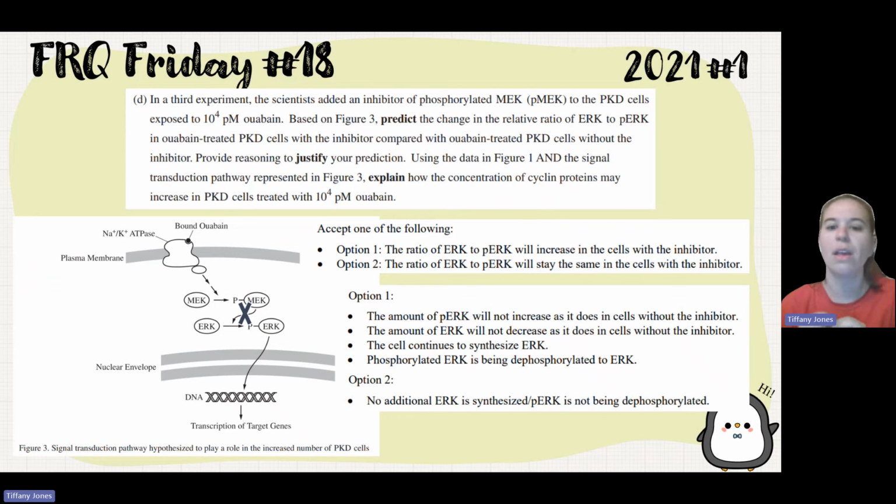And so we can see the reasoning why. You have to justify. The amount of PERK would not increase as it does without the inhibitor. The amount of PERK will not decrease as it does without the inhibitor. The cell continues to synthesize ERK, but we're not phosphorylating it. So we're seeing that there's a lot taking place there. You could have said option 2, which was talking about how no ERK was synthesized and that PERK was not being dephosphorylated, because that was also an option.